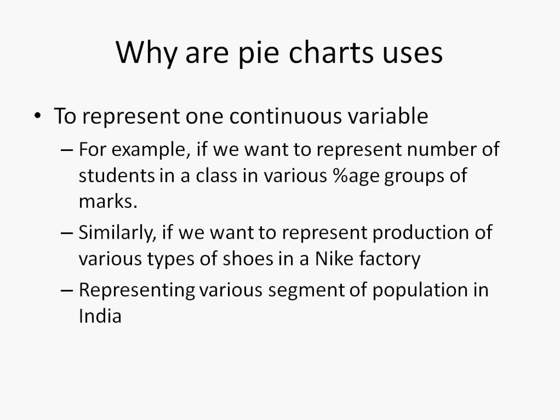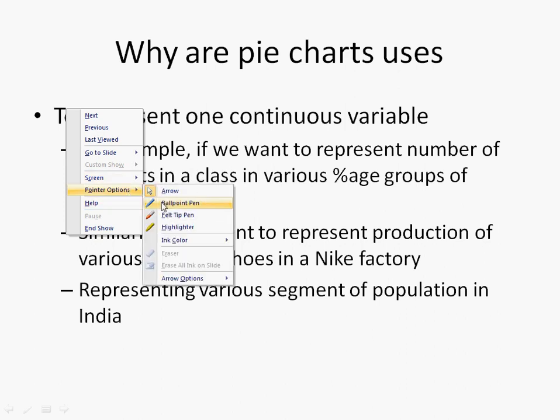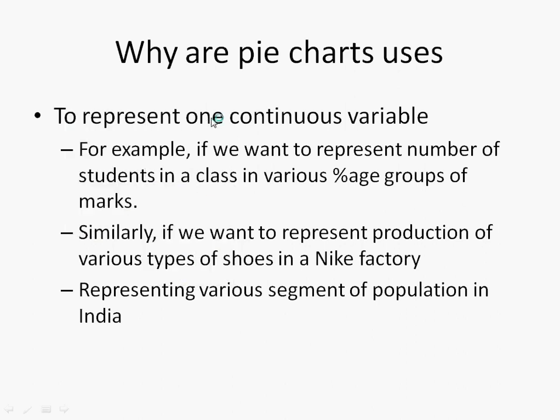So to put simply, pie charts are used to represent one variable only, right? So one continuous variable, just to represent one continuous variable we use pie charts, right? So what do we mean by one continuous variable? So one continuous variable means just one variable.